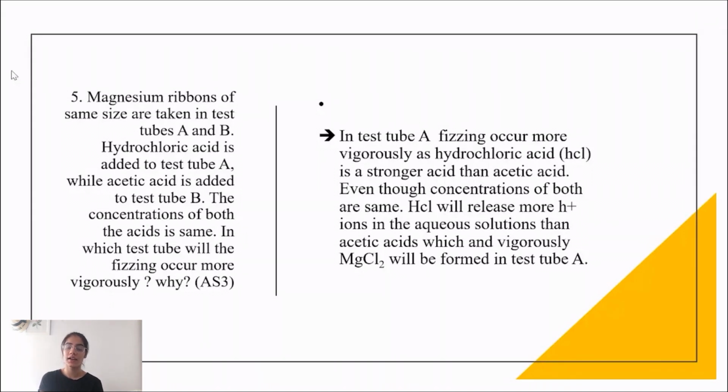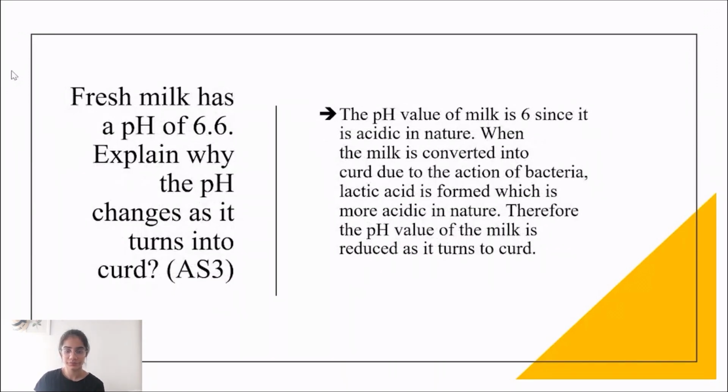So, to give an answer to this question, we can say in test tube A, fizzing will occur more vigorously as hydrochloric acid HCl is a stronger acid than acetic acid. Even though concentrations of both are the same, HCl will be able to release more H plus ions in the aqueous solution than acetic acid, and vigorously MgCl2 will be formed in test tube A. That is it for this question. Let us go to the next one.